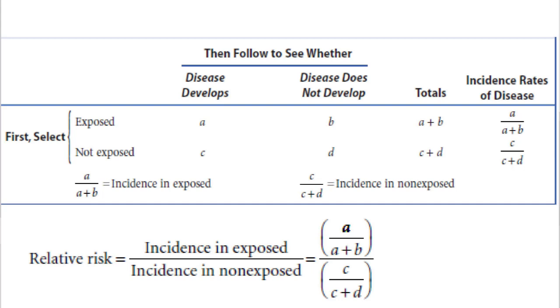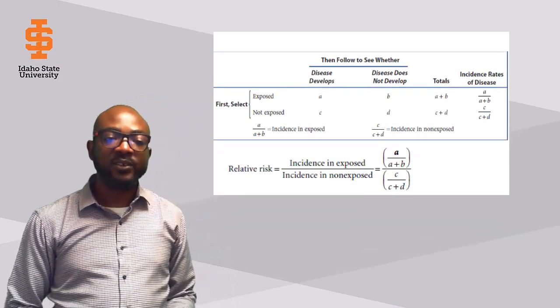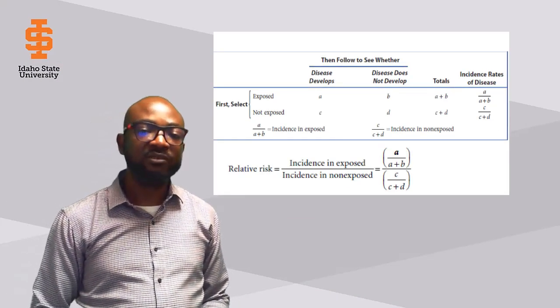Here we see a 2x2 table of people who were exposed or non-exposed on one hand, and on the other side, people who developed the disease and did not develop the disease. So among those who were exposed, the incidence is A over A plus B. And for those who were unexposed, the incidence is C over C plus D. When we take a ratio of these two incidences, we get the relative risk.